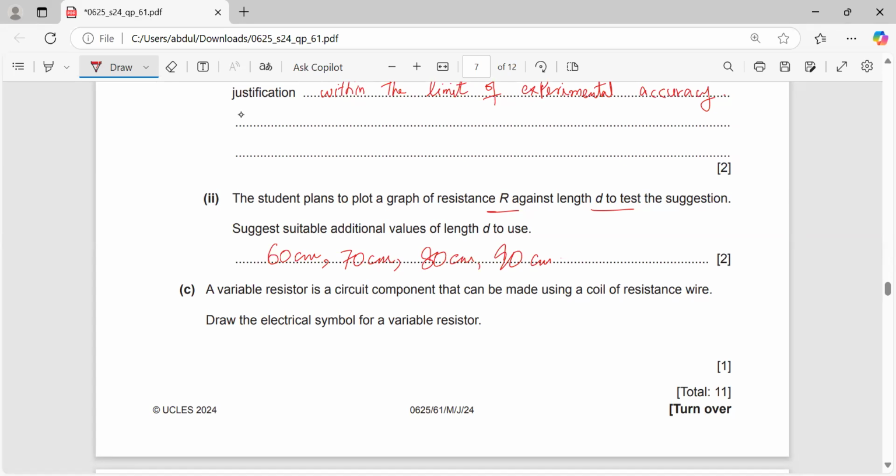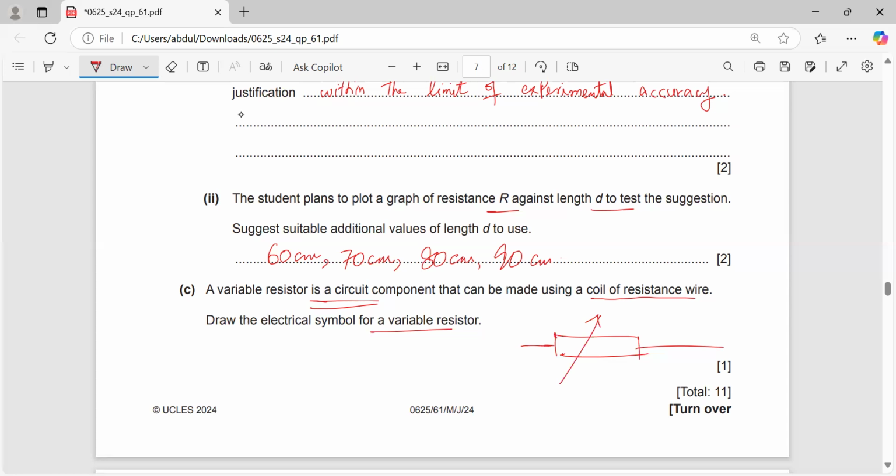A variable resistor is a circuit component that can be made using a coil of resistance wire. Draw the electrical symbol for a variable resistor. Very common. This is the symbol of a fixed resistor. Just place an arrow, and it will be a variable resistor.